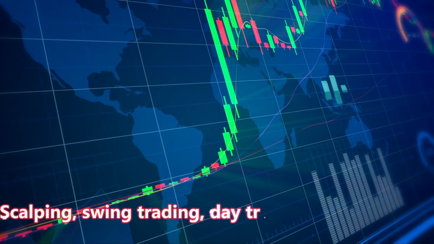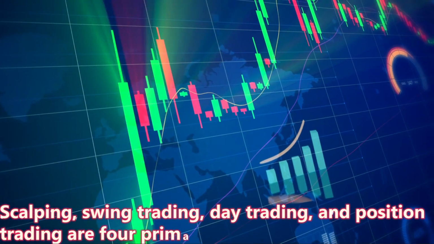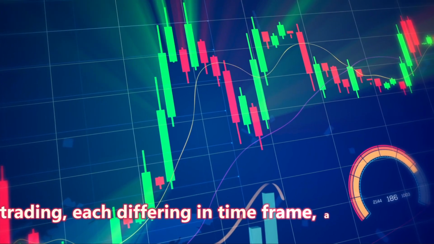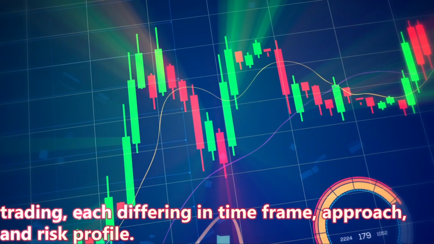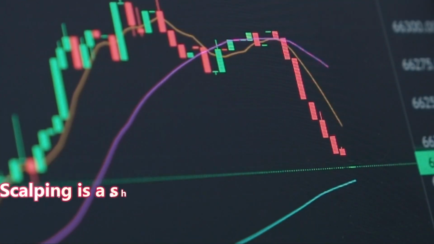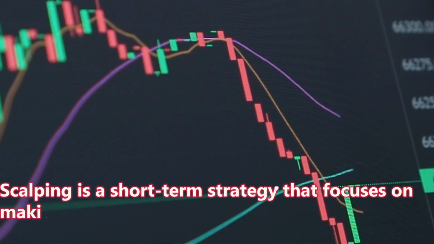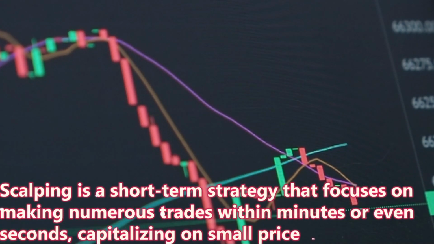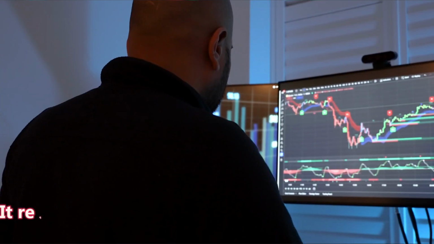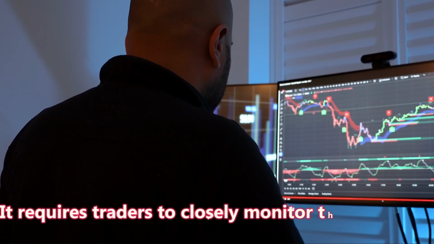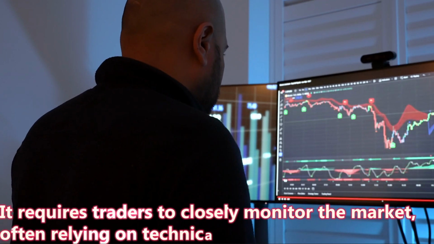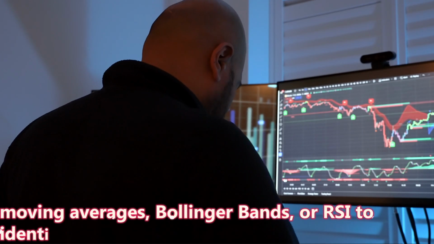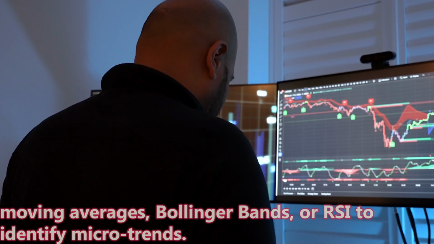Scalping, swing trading, day trading, and position trading are four primary strategies used in Forex trading, each differing in time frame, approach, and risk profile. Scalping is a short-term strategy that focuses on making numerous trades within minutes or even seconds, capitalizing on small price movements. It requires traders to closely monitor the market, often relying on technical indicators such as moving averages, Bollinger Bands, or RSI to identify microtrends.